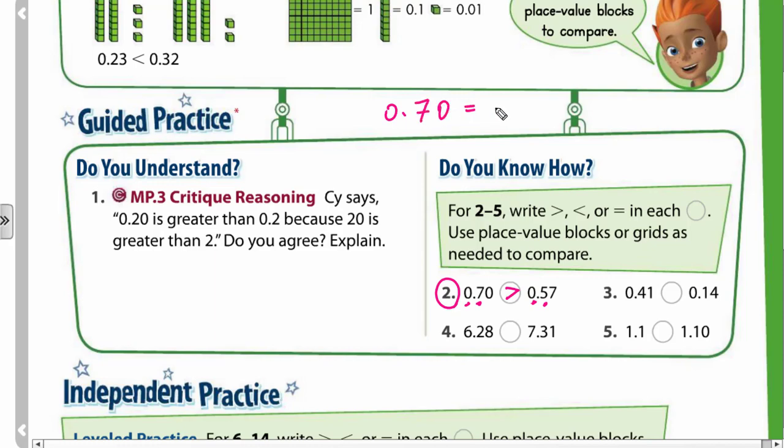We can write this like 0.7. This is correct also. So simply what we know now is that, in this case also, 0.7 is greater. Okay, we will see this again for another question. And now let's move to the next one.